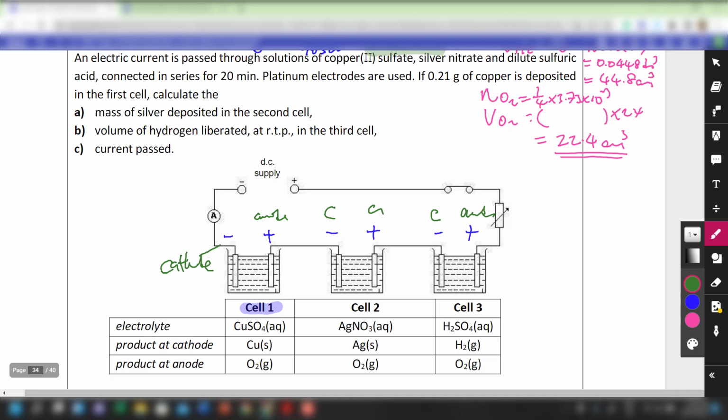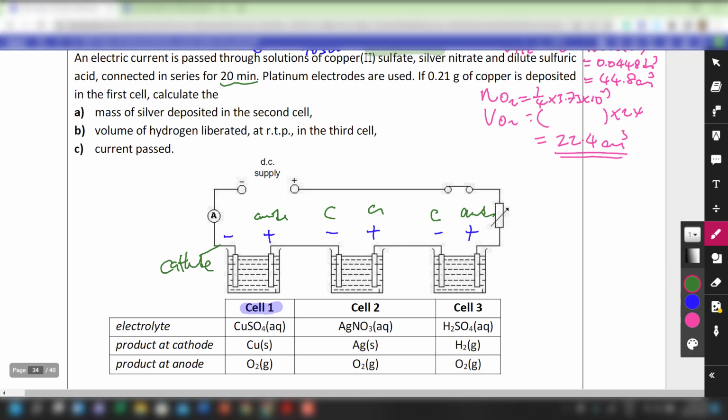Then let's look at the question. It's connected in series for 20 minutes. We are using inert electrodes, so the electrodes are not taking part in the reaction or in the electrolysis. If 0.21 grams of copper is deposited in the first cell, calculate the mass of silver deposited in the second cell. Notice that you are not given the current. Because you are not given the current, it's of utmost importance for you to calculate the number of moles of electron transfer, because that should be the same for all the cells.